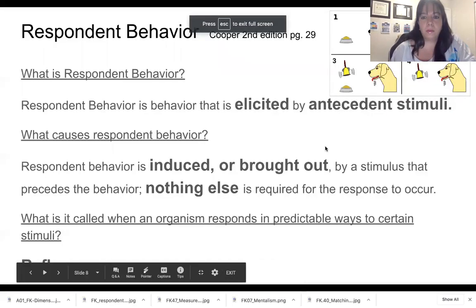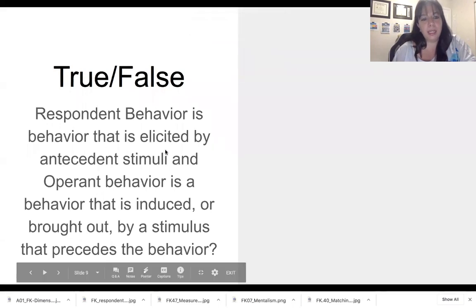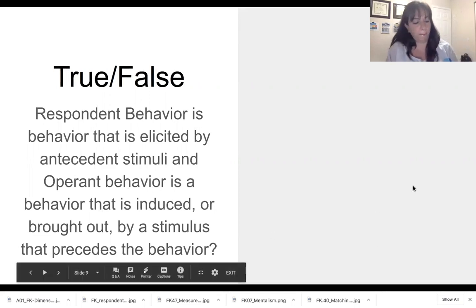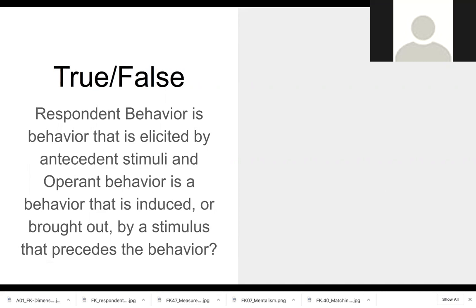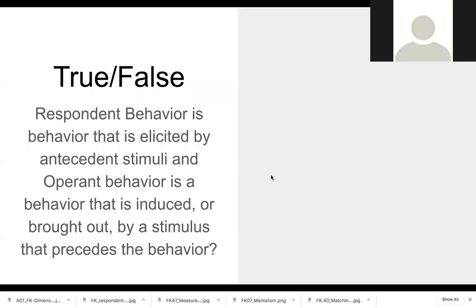All right, so next question. Respondent behavior is behavior that is elicited by antecedent stimuli, and operant behavior is behavior that is induced or brought out by a stimulus that precedes the behavior. True or false? True. True. One more person? True.